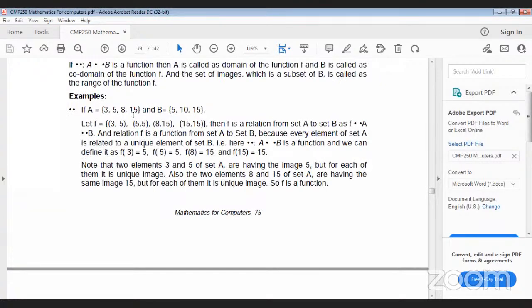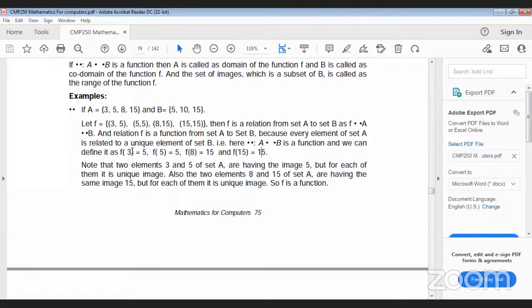See, let's take this example. A is given as 3, 5, 8, 15 and B is 5, 10, 15. Now your ordered pairs will be what? (3, 5), (5, 5), (8, 15), (15, 15). They have given us this whole thing. Then f is a relation from set A to B such that f of 3 will give me 5, f of 5 will give me 5, f of 8 will give me 15 and f of 15 will give me 15.